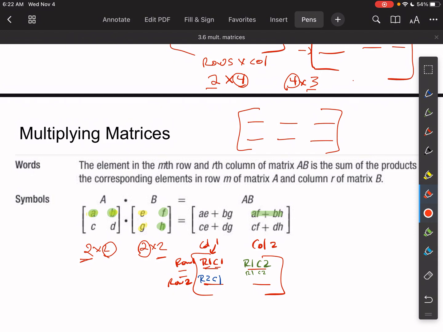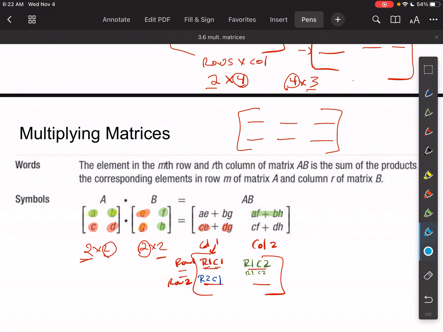I'm going to take row 2 in the first matrix, that's this guy, C, and I'm going to multiply by column 1, E. So I get CE. Then I'm going to add that to the second part of row 2 and the second part of column 1, which is DG. Okay, so notice it's just row 2 times column 1, the sum of those.